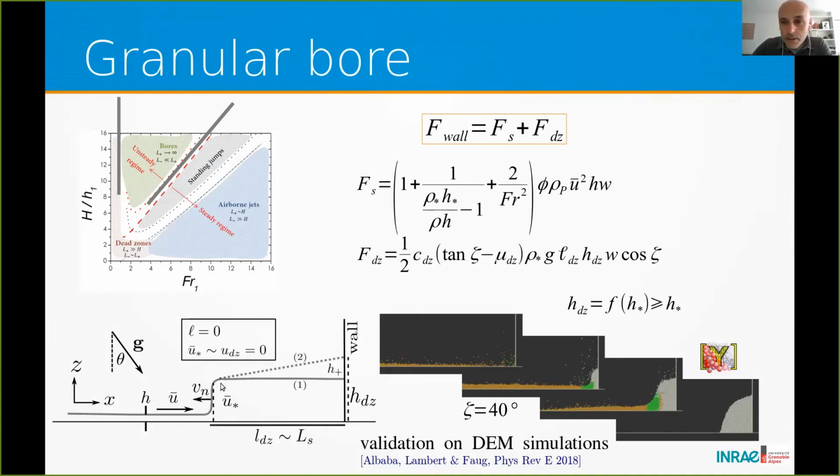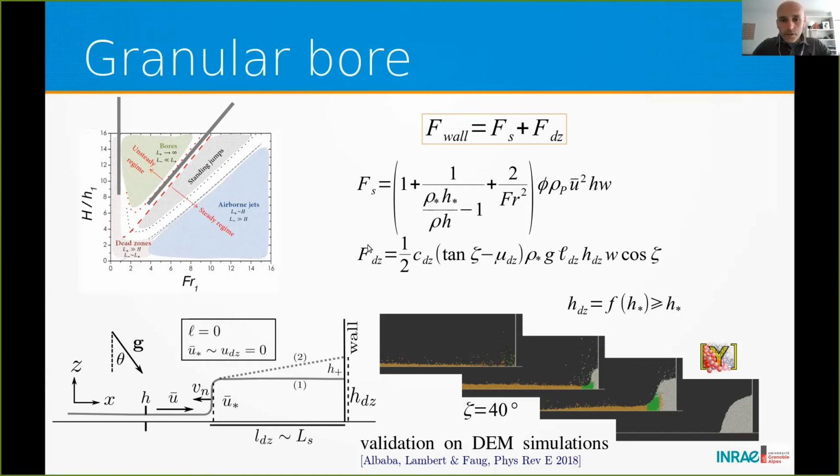So here the pattern is this one and not another one. You will form a granular bore propagating upstream with a velocity Vn. And if you, again, use mass and momentum conservation equations in a control volume that encapsulates this granular bore, you can arrive at the prediction of the force on the wall. And the force on the wall is mainly the sum of 2 components. So a force due to the shock, which is a dynamic force proportional to the square of the velocity.